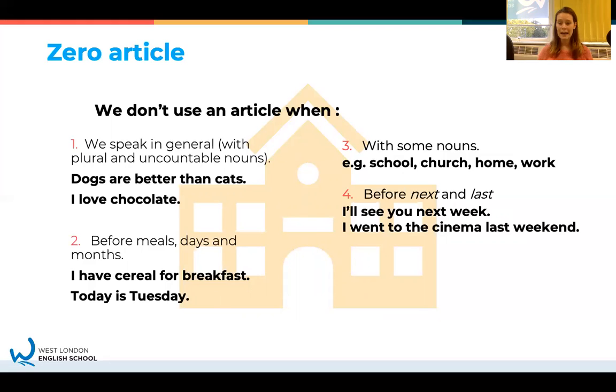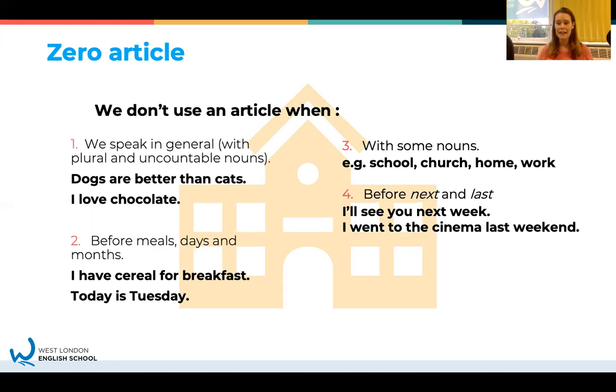For number 2, before meals. So again, be careful. In your language, you might use the, or you might use a or an for this. In English, we don't use anything. So I say, I'm eating breakfast. I'm going for lunch. I'm having sausages for dinner.